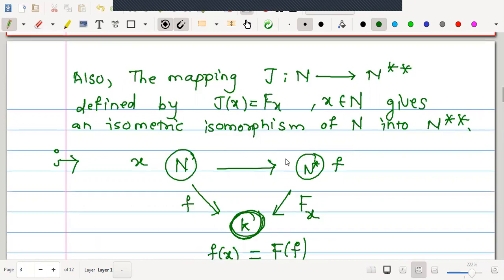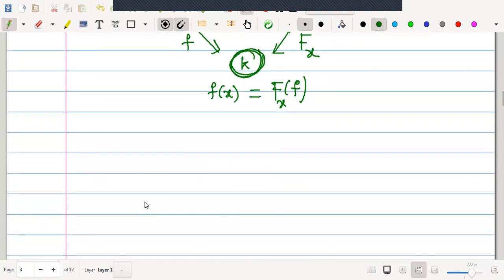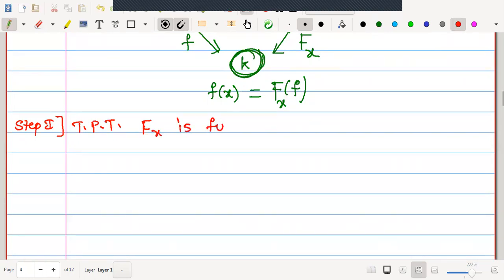Okay, let us proceed. Coming to step number 1, I will change the color of my pen. Step 1. What we want to prove in step 1? To prove that capital F_x is a functional on N star.